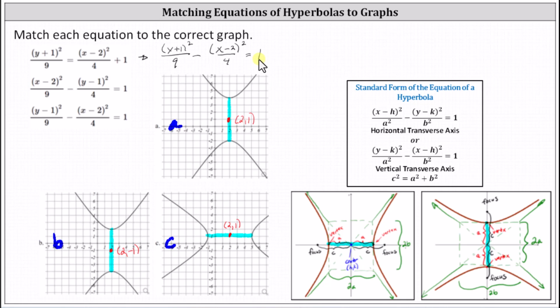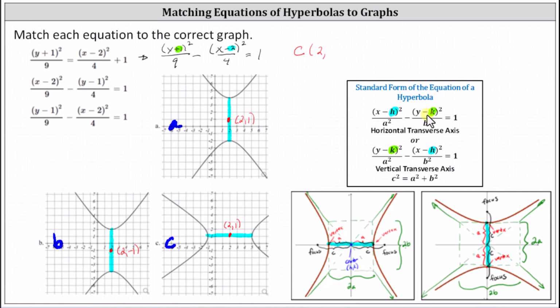Because we have the y part minus the x part, we know we have a vertical transverse axis, which means the correct graph must be A or B. Let's determine the center from the equation. In both forms of the equation, the center is h, comma k. Notice we always find the value of h from the x part. We always find the value of k from the y part. Looking at the x part, notice we have x minus 2, which indicates h is positive 2. And now looking at the y part, because we have y plus 1, k is negative 1.